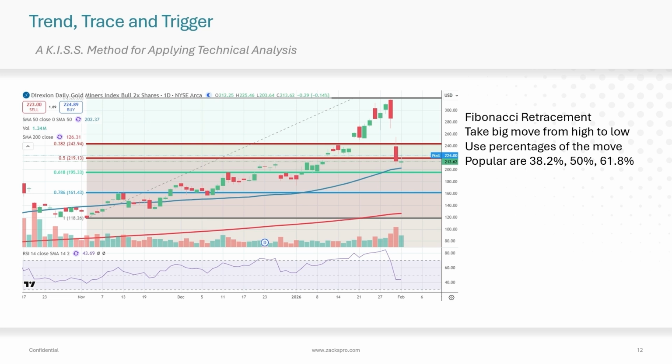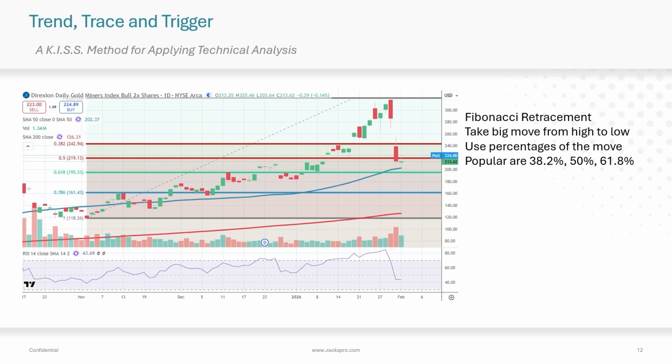38.2% would be at 242.94. 50% would be at 219.13. 61.8% would be 195.33. Those are really the main, very important ones. 78.6 comes into play sometimes. There are others that go up, but for now, the popular ones: 38.2, 50, 61.8.